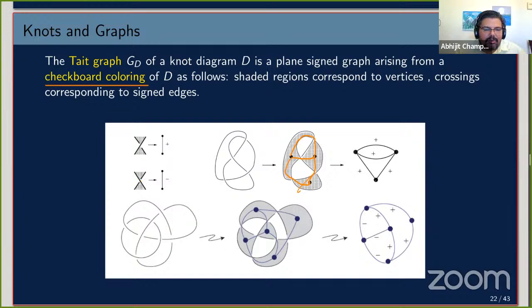As opposed to this, if you take the left hand and sweep from overcrossing to undercrossing, if that is shaded using the left hand, then you call it a negative crossing. So you can actually assign signs, and you get a signed planar graph like this. This is a plane signed graph, which just means that it's a planar graph with an embedding in the plane.